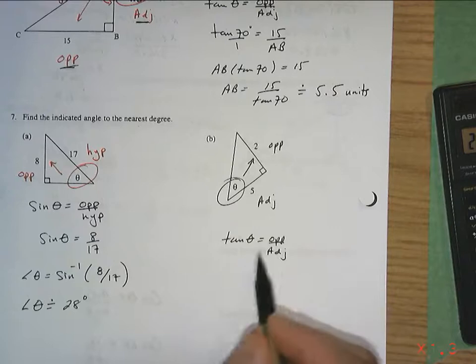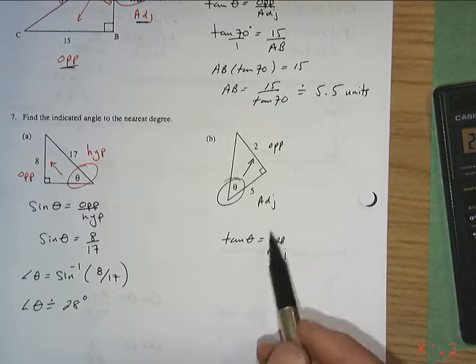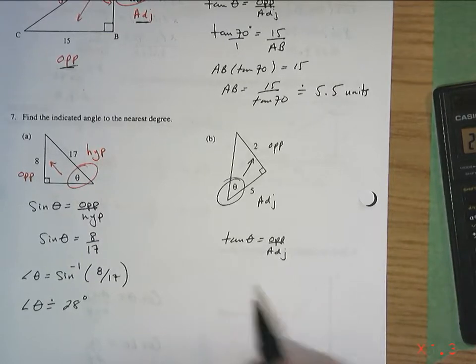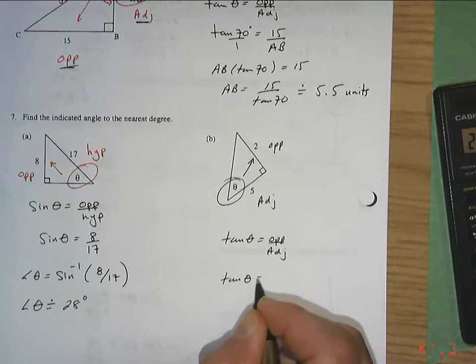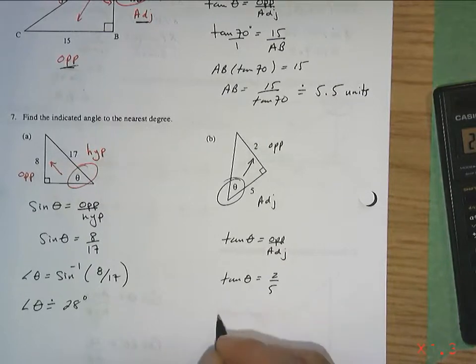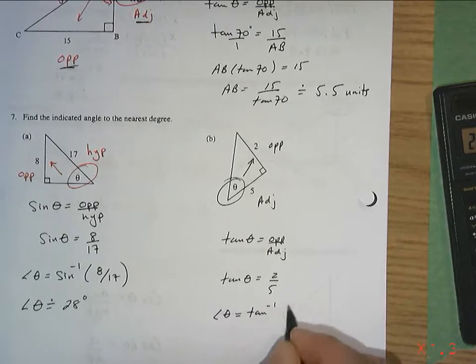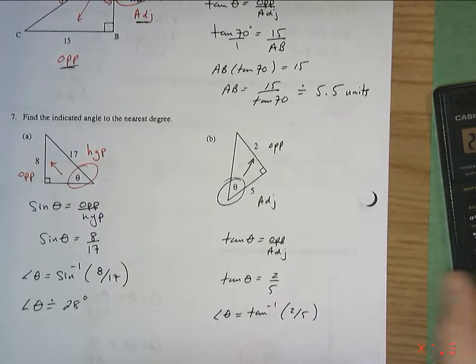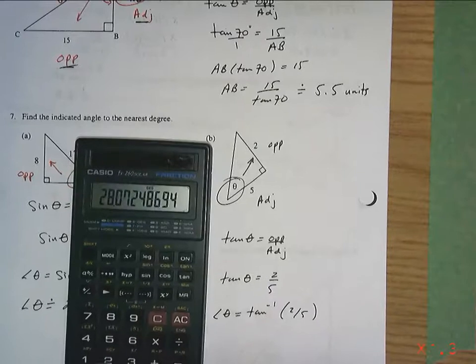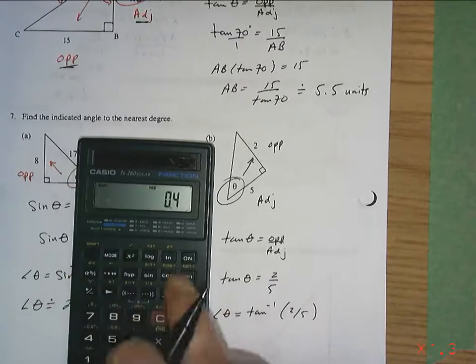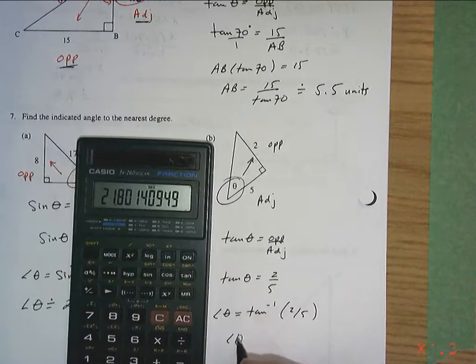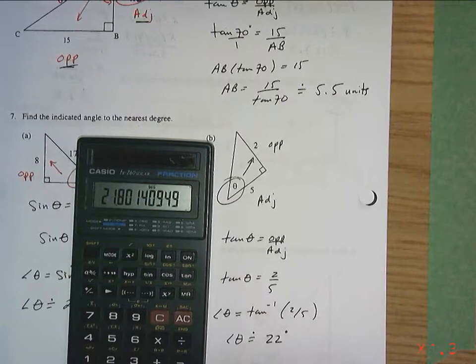Do you notice how I keep writing this out all the time? There's a good reason for that. It puts it in my memory. I'm never going to forget it if I keep writing it. So tan theta is equal to 2 over 5. So angle theta equals tan inverse 2 divided by 5. Using your trusty calculator, 2 divided by 5 equals second function tan, and our answer is approximately 22 degrees.